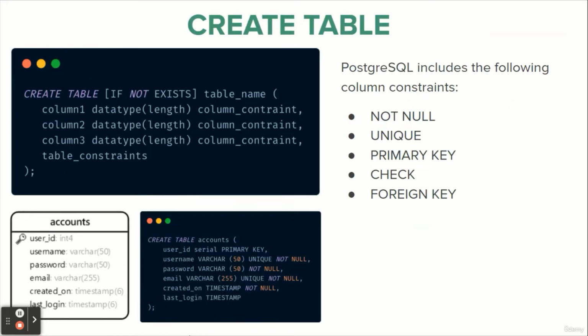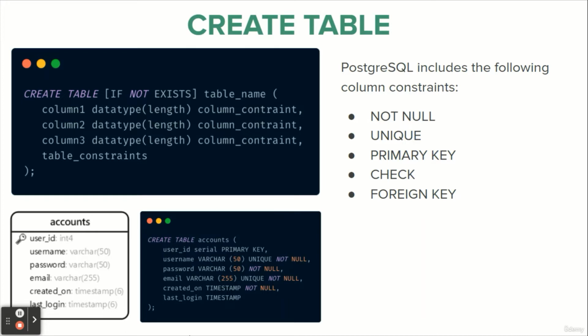A relational database consists of multiple related tables. A table consists of rows and columns. Tables allow you to store structured data like customers, products, employees, etc. To create a new table, you use the create table statement. The following image illustrates the basic syntax of the create table statement.